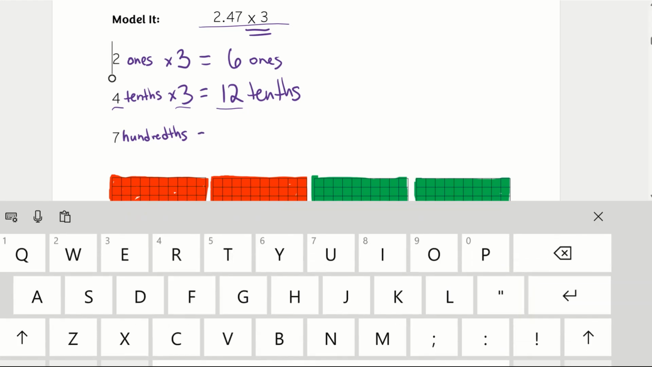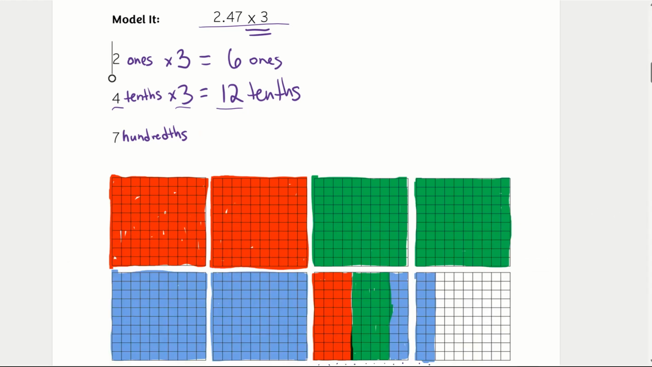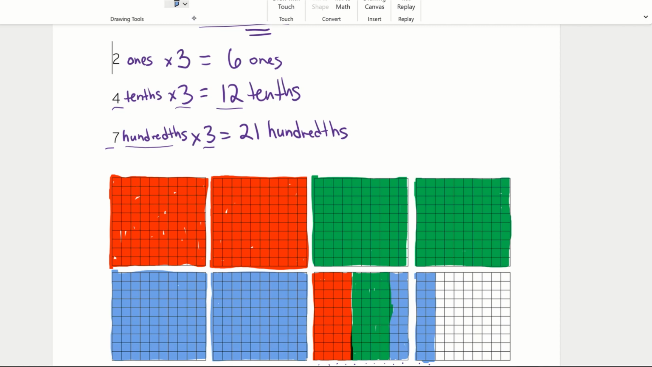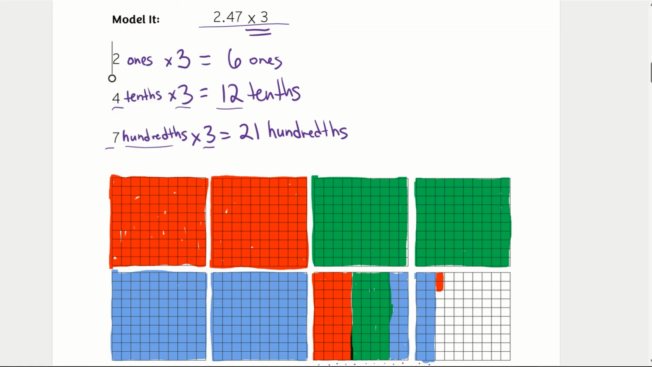So I am going to multiply my 7/100ths times 3. And I'm predicting, since I have 7 times 3, that I'm going to get 21. And since I'm working with hundredths, it should be hundredths. Let's see if we're right. All right, so we're going to do 7/100ths that are red. 1, 2, 3, 4, 5, 6, 7.